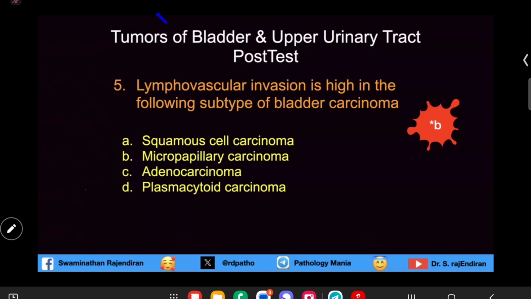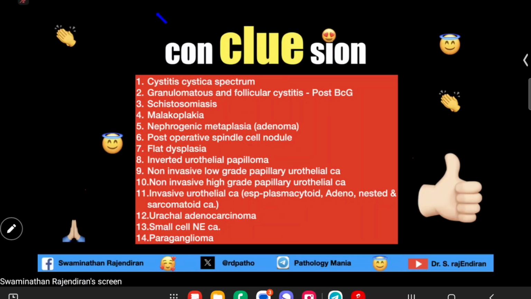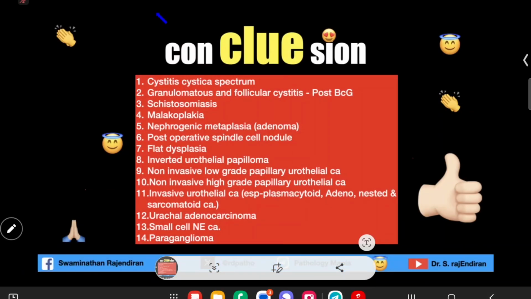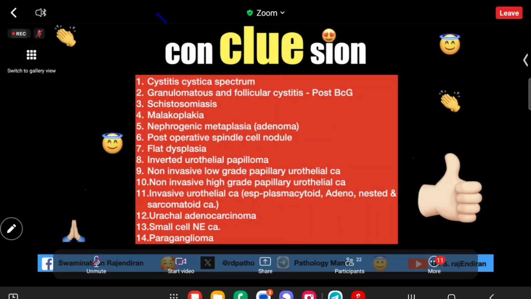So, conclusion. There are 14 important lesions you have to know in the bladder, especially for the exam. I just went through all of these cases. I covered most of them. So you can take a picture of this, and these are all the tumors or lesions they may show in the exam also. If you know these cases, you should not be worrying about bladder lesions.